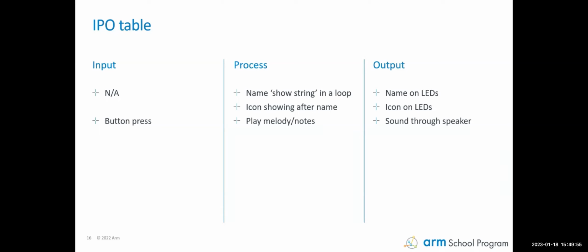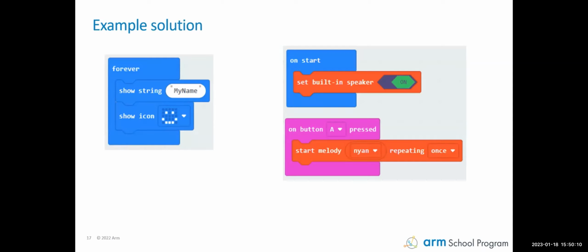So you've got the input button press process of triggering the sound, and then the output is the sound coming through the speakers. So very, very simple, and students will get this just intuitively, but it's just getting them to think about that IPO process, which is quite helpful. So here is some example solutions for this. This is about as simple as you can get with these sorts of programs.